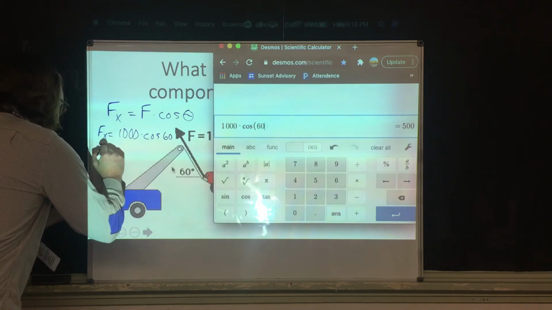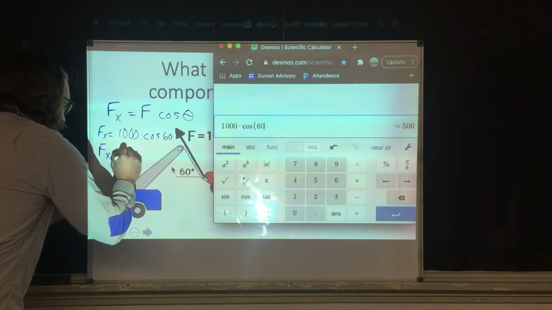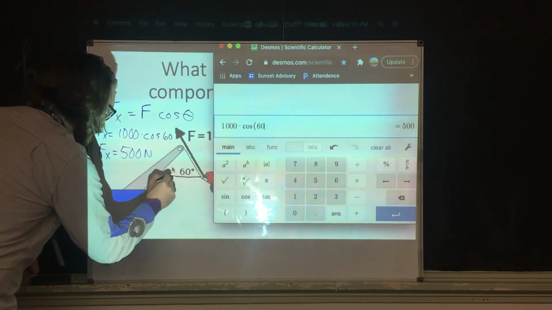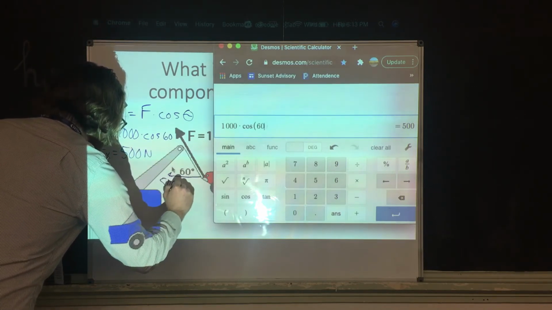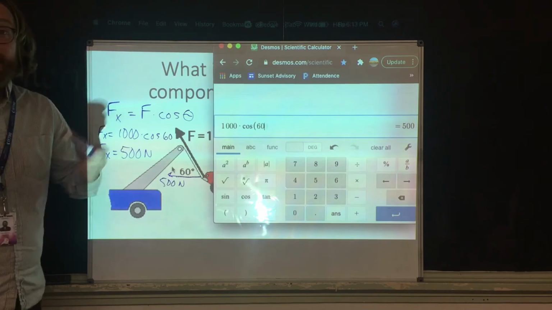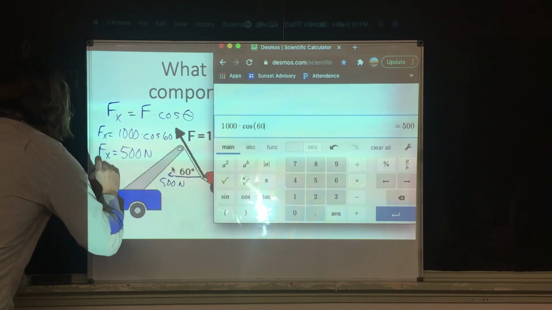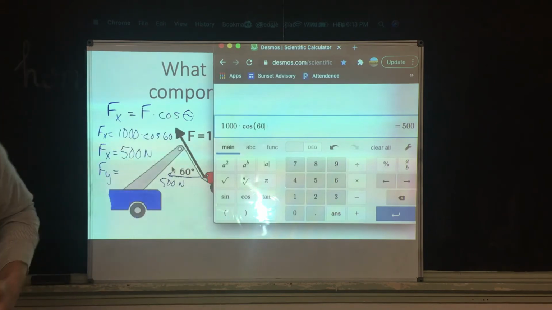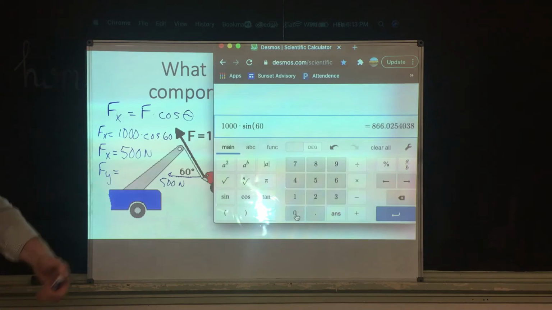So my Fx is equal to 500 newtons. Okay? That means we have 500 newtons going this way. And just to do it, let's find the y component, the Fy. To do that, instead of using the cosine, we just use the sine. So I'm just going to clear this out, and I'm going to write it down. We do the same force, 1,000, and we're going to multiply that by the sine of the angle, which is 60, which gives us 866.